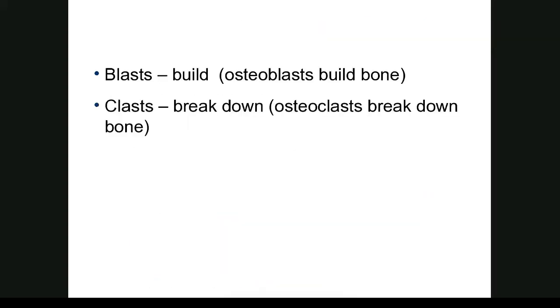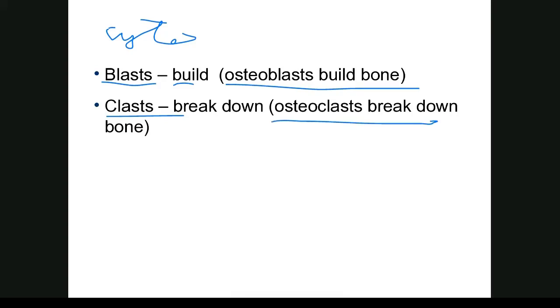Now, this is sort of an emphasis here. The word cyte, C-Y-T-E, and I can't write with this thing too good. That refers to cell, mature cell. The term blast is for building. An osteoblast builds up bone. Clast refers to breaking down stuff. Osteoclasts break down bone, such as if you need to release calcium into your bloodstream.